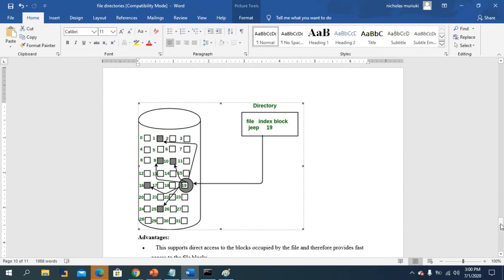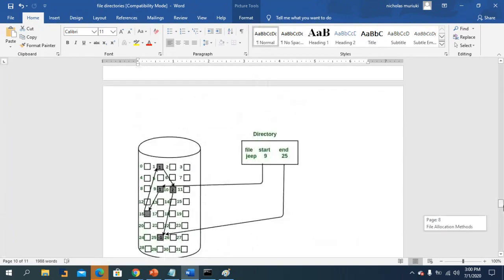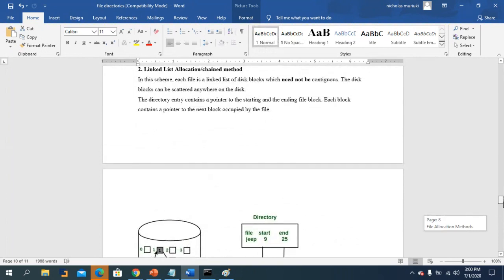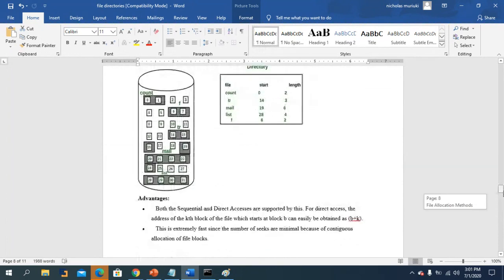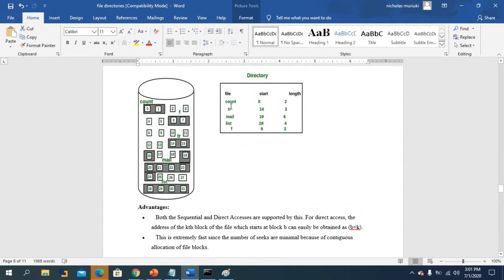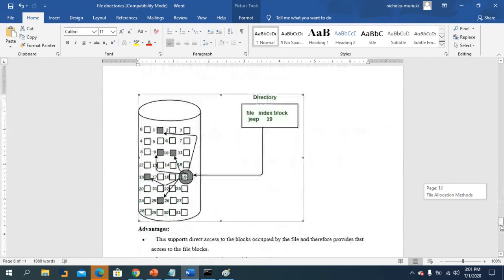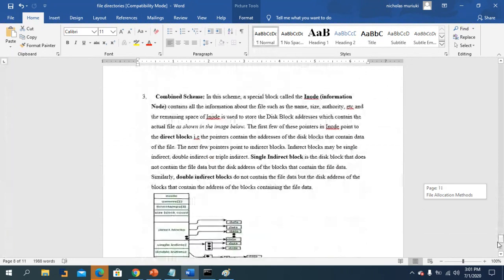Then followed by the one here we are calling linked or chained. Then the last one is the traditional one, because you have a lot of external fragmentation. We need to avoid this external fragmentation when you're trying to communicate using different servers.